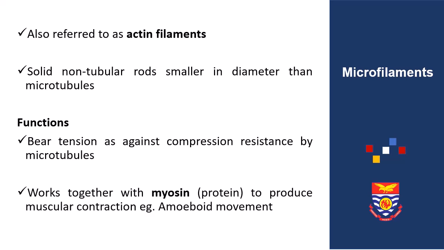They also work together with myosin to produce muscular contraction. An example is amoeboid movement, which is brought about by an interaction between actin and myosin, the actin-myosin interaction that helps to produce cytoplasmic streaming.